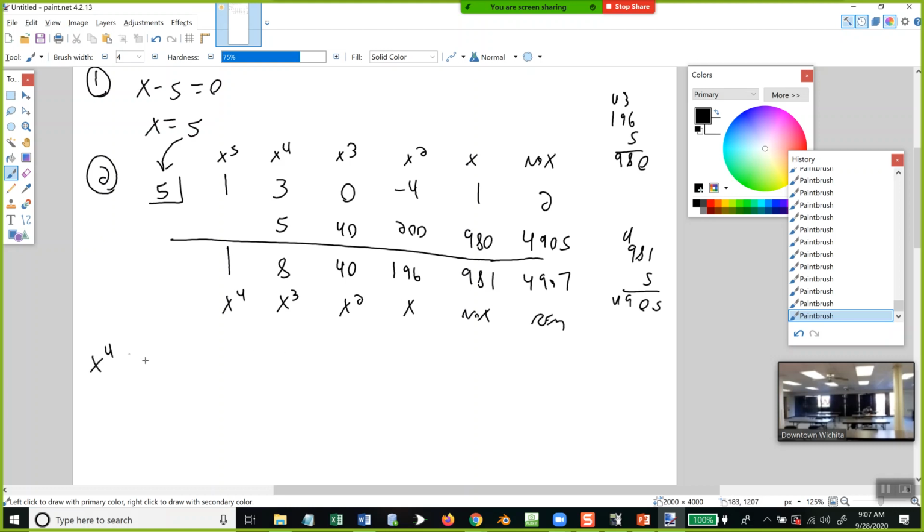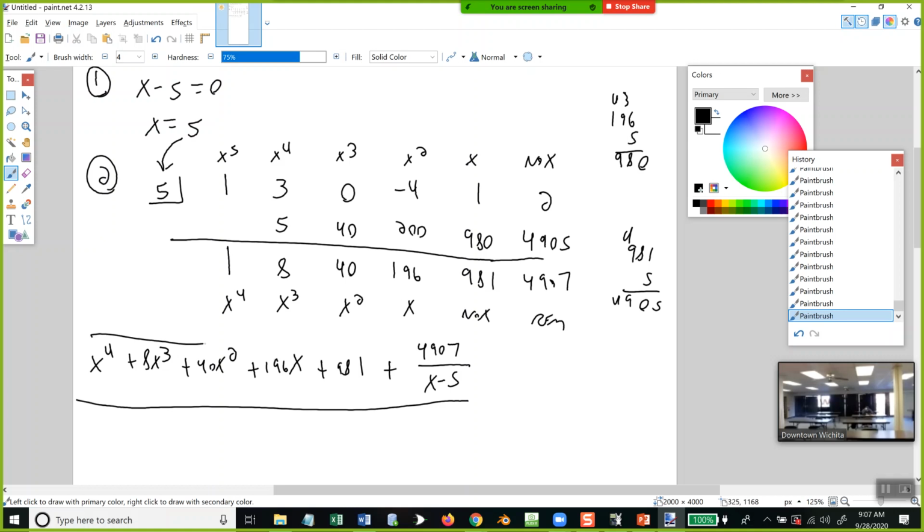We got x to the fourth plus 8x to the third plus 40x squared plus 196x plus 981 plus 4907 over what we're dividing by, which is x minus 5. And that's our answer. Pretty good so far?